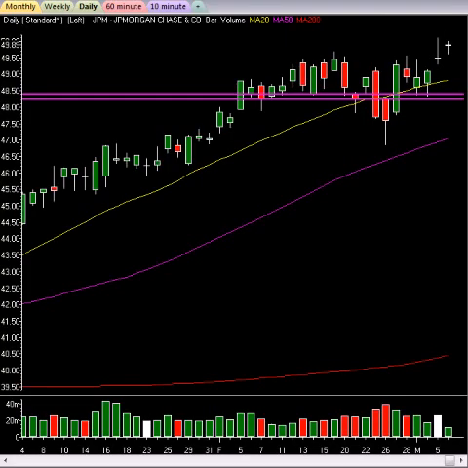A couple other stocks having decent days. JPM had a minor, loosely based topping tail yesterday. Today it's retracing a good portion, but it has not taken out the highs. So one thing to watch on JPM here is this high pivot from yesterday.